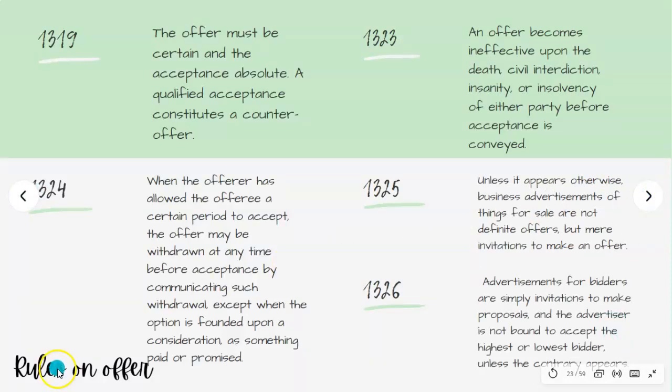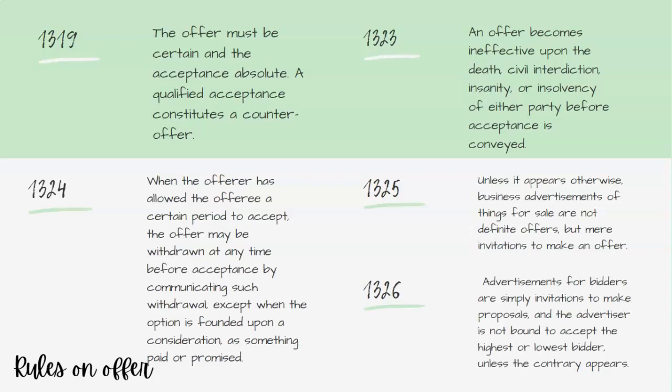So, what are the different rules on offer? It is provided in Article 1319, Article 1323, Article 1324, Article 1325, and Article 1326. Under Article 1319, the offer must be certain and the acceptance absolute. A qualified acceptance constitutes a counter offer. Okay, so let's take a look at that.